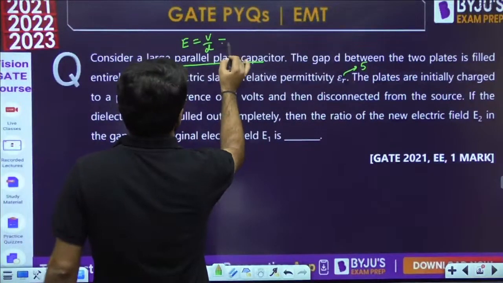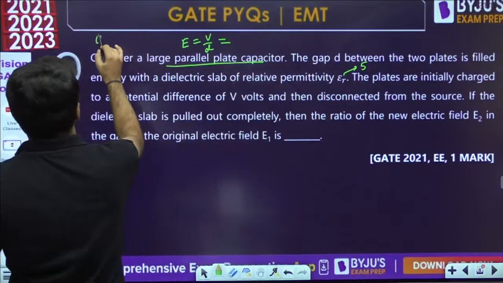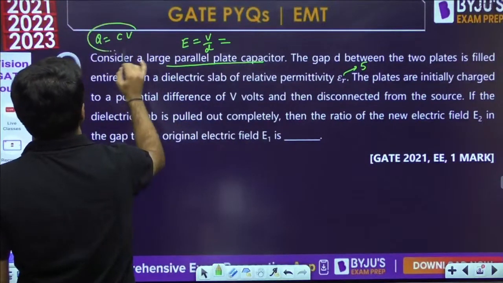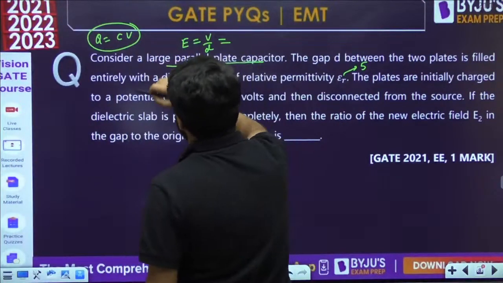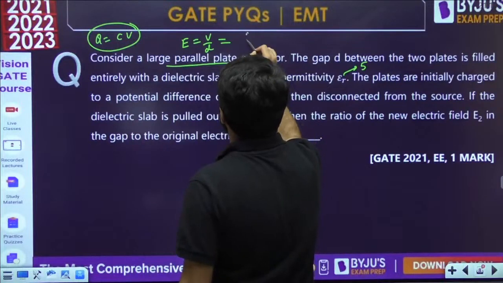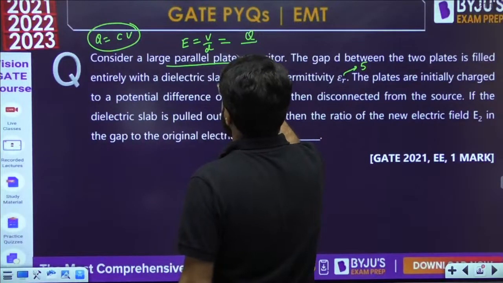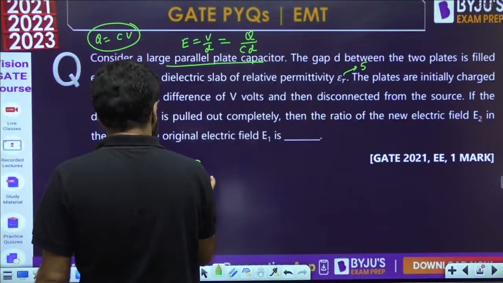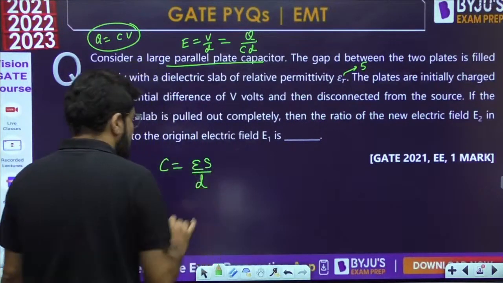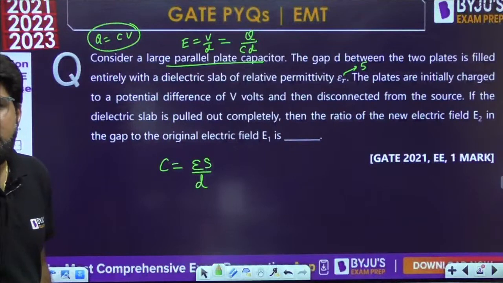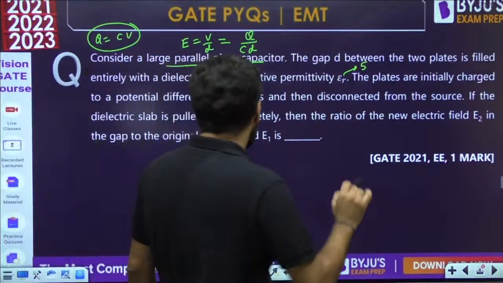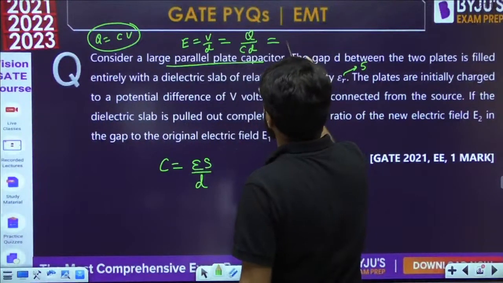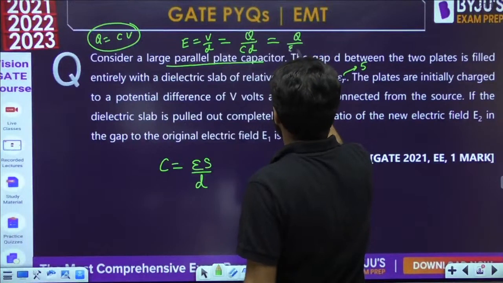We also know that Q is equal to CV. The charge is C into V. So putting it in the field formula, you can write it as Q upon CD. But what is the value for C? C is epsilon S by D. For the parallel plate capacitor, capacitance is epsilon S by D. So what is going to be C into D then? That is simply epsilon S.